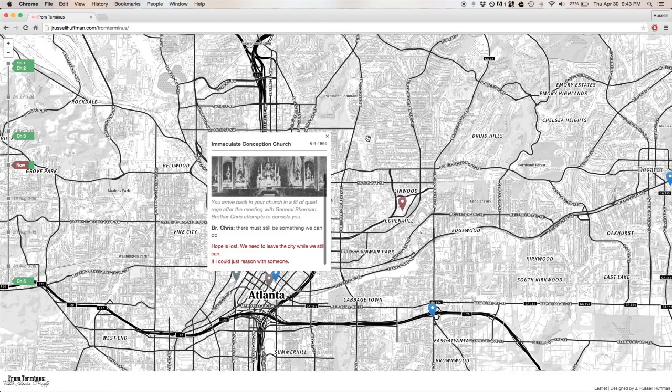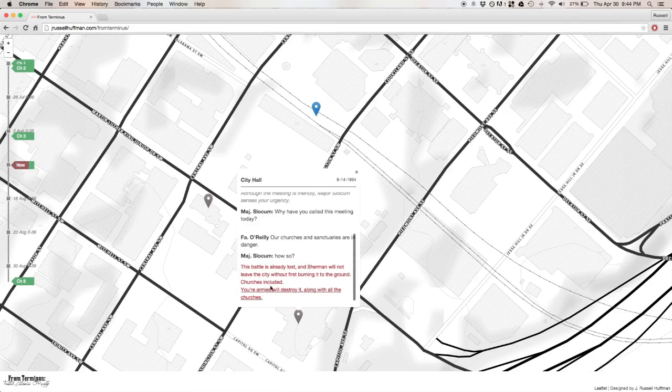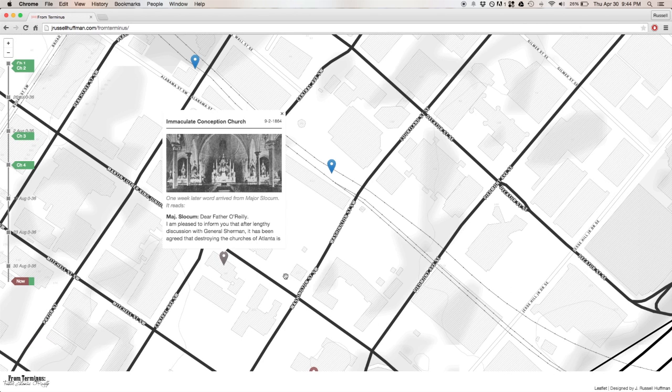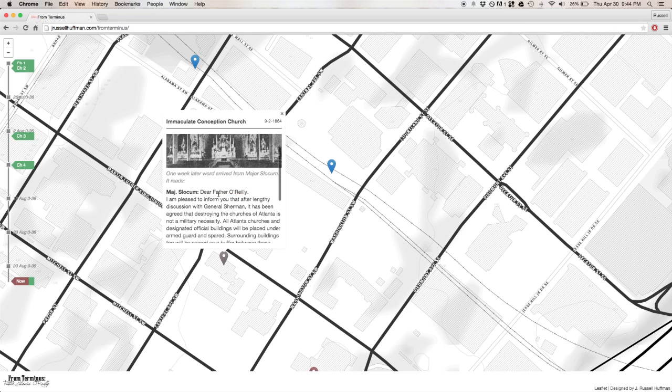We're now going to call on General Slocum, whom we met up here, and through our dialogue with him, we're going to try and have him talk to Sherman and essentially reason with him and say that burning the churches is not a military necessity. After that conversation, we are led back to the church where we receive a letter from Major Slocum with a decision from General Sherman on whether or not the city is going to be burned down.